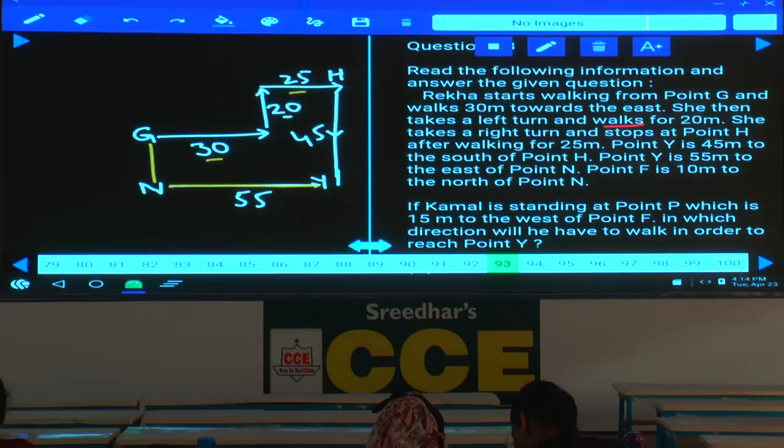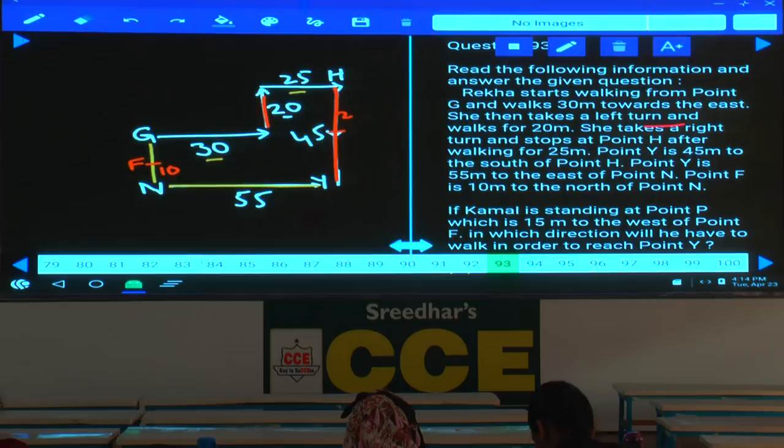F is 10 meters to the north of N. Now the total distance between H and Y is 45, out of which this is 20. Up to here it is 20, isn't it? Up to here it is 20, and this will be 25. That means between G and N, the total distance is how much? 25, out of which F and N is 10. This must be 15. Clear now?